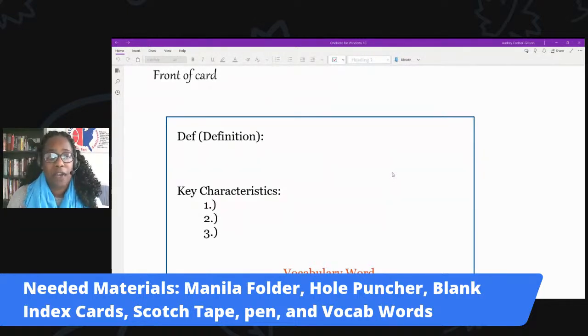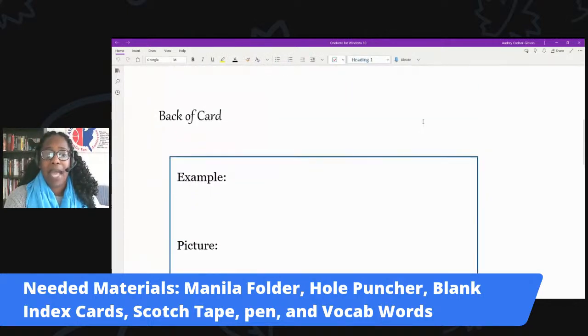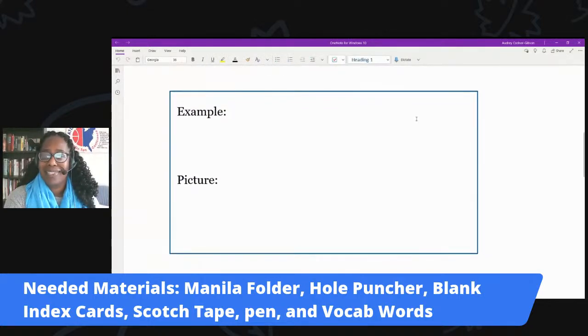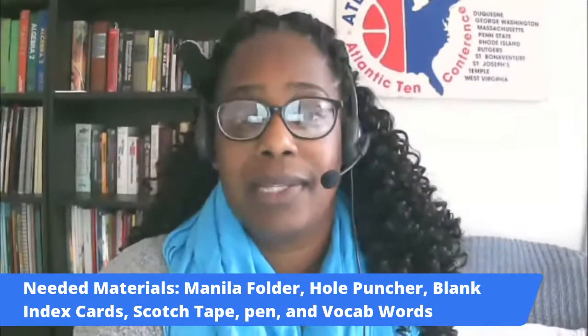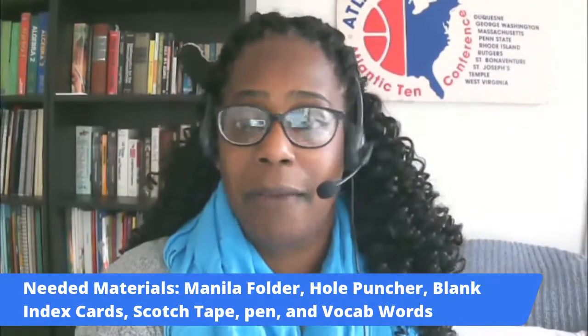On the very front, you're going to write the definition at the top, and any key characteristics that the word is associated with. At the very bottom middle, you're going to write the vocabulary word. When you flip your card, on the back you're going to write an example, and then you're also going to show a picture. I'm going to show you what exactly I am talking about.